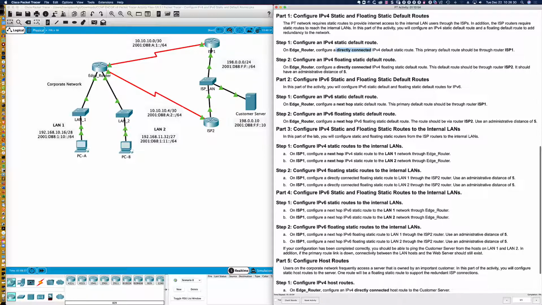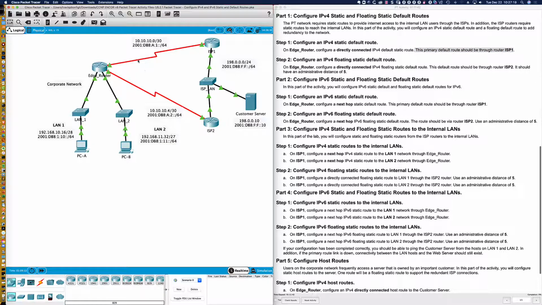Well, what does that mean? If it's directly connected, we're saying that we're only going to be referring to the router interface, the outgoing or outbound router interface. Now, the primary static route should point to ISP1. Here's the beauty of the directly connected route. I don't need to know the next hop IP address of the ISP router. I only need to tell the edge router that for all default traffic, in other words, for all traffic for which I do not have a longer, more specific match in my routing table, I'm going to send that traffic out this interface right here.